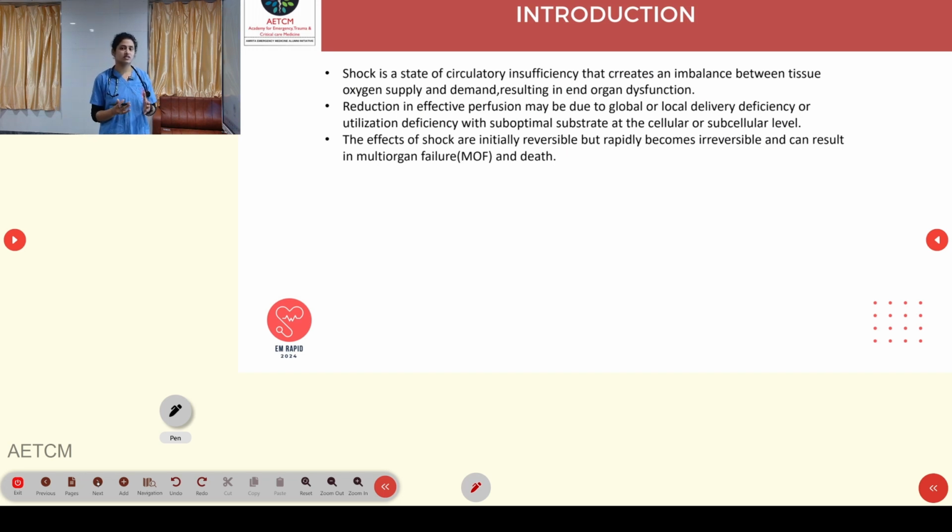Shock is a state of tissue hypoperfusion, that is, a state of circulatory insufficiency that creates an imbalance between tissue oxygen supply and demand, resulting in end organ dysfunction. Reduction in effective perfusion may be due to global or local delivery deficiencies or utilization deficiency with suboptimal substrate at the cellular or subcellular level. Effects of shock are initially reversible, but rapidly it becomes irreversible and can result in multi-organ failure, and it may cause death.